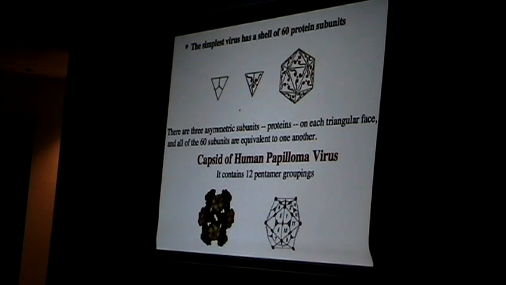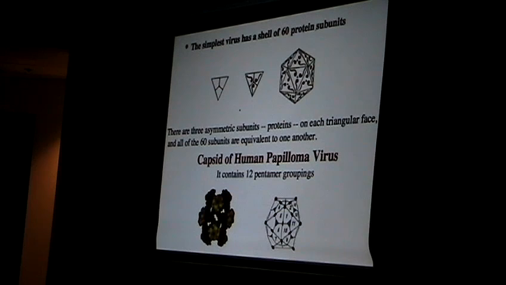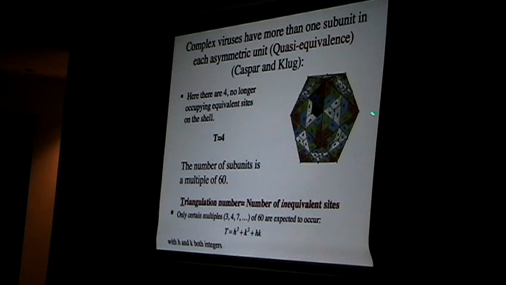Now if instead of one protein subunit at the corner of each triangle here, you put four protein subunits, you get larger viruses. Of course larger viruses need more protein subunits. These four protein subunits A, B, C, D are not sitting now in equivalent positions like before. Before, they were sitting in identical positions, so they were interacting identically. But here, they are no longer interacting identically. So A, B, and C are not sitting in identical positions, but they are sitting in quasi-equivalent positions.